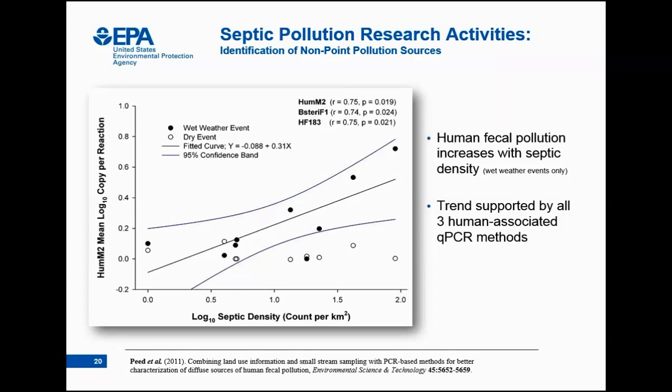And because there was a negative correlation between sewer line and septic, the opposite is true, meaning that the more sewer lines there were, the less human pollution there was. So what this tells us in this watershed is that the human fecal pollution portion that's causing the impairment in this watershed is happening after rain events due to septic system presence.